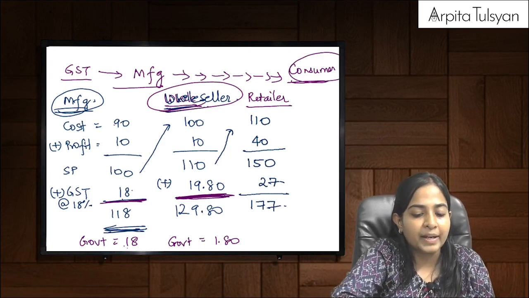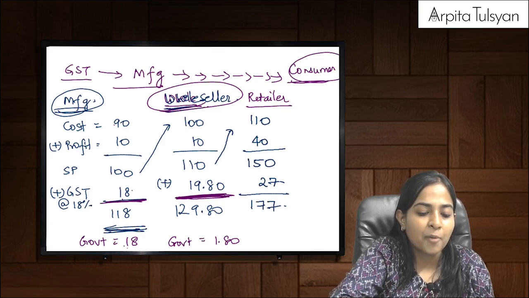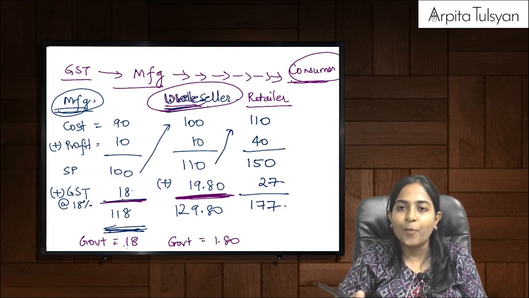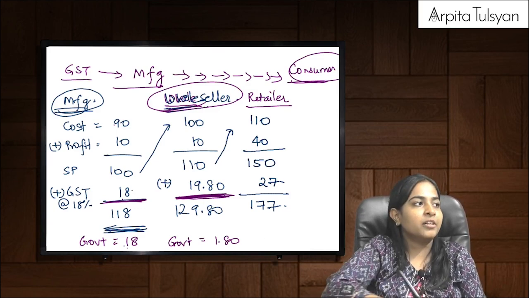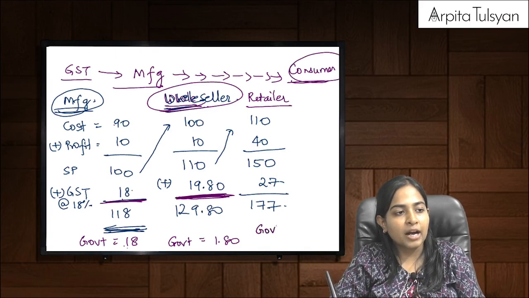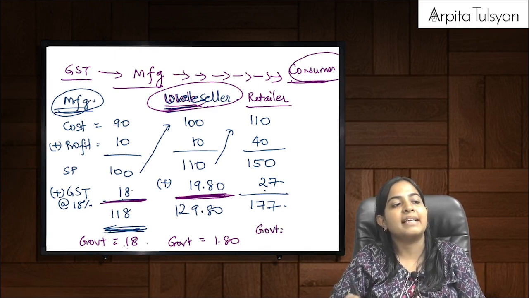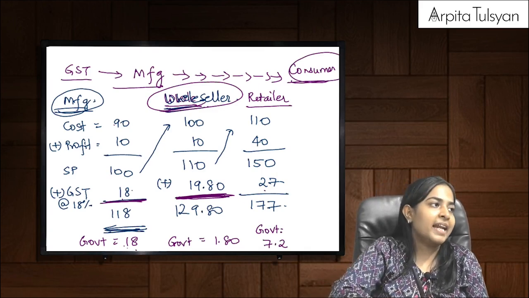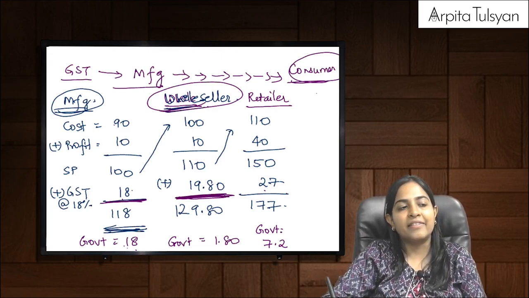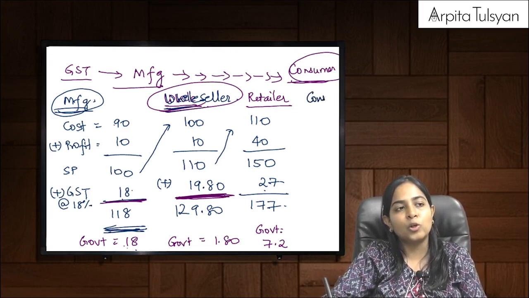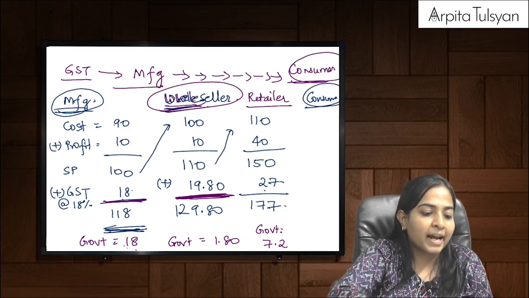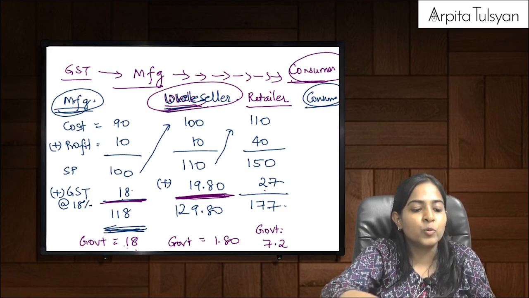Now can you tell me how much credit are we going to take? How much amount has been paid to the government till now? 18 and 1.8, that is 19.8 has been paid to the government. So here to the government, how much amount are we going to pay now? We are going to pay 27 minus 18 minus 1.8, that comes to 7.2. And now can we say the retailer is going to sell it to the ultimate consumer? Yes. At what price is he going to sell it to the consumer?